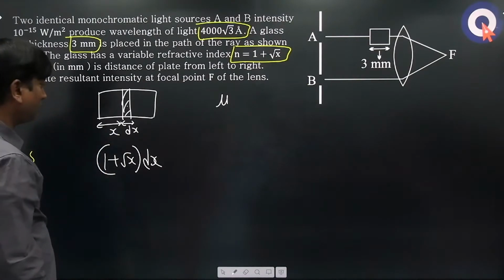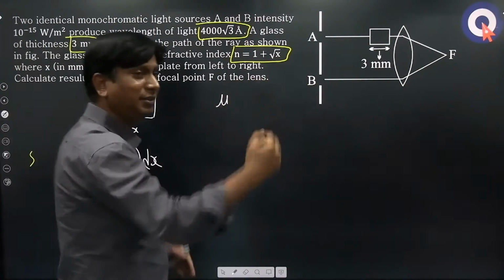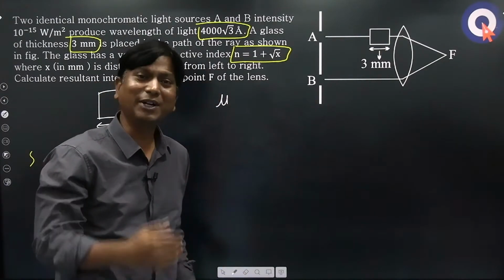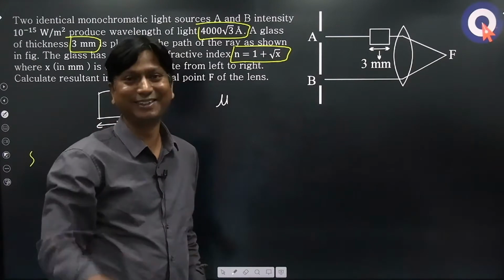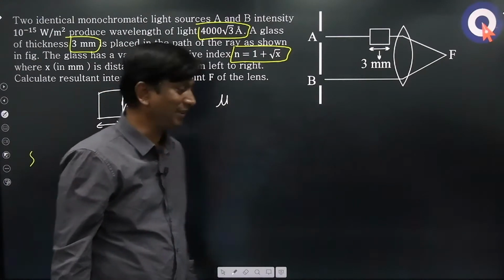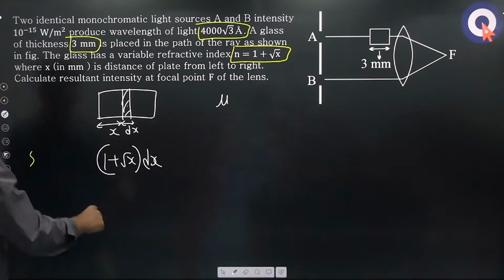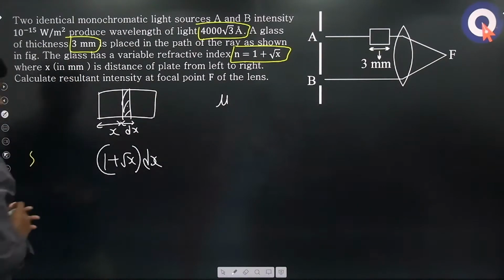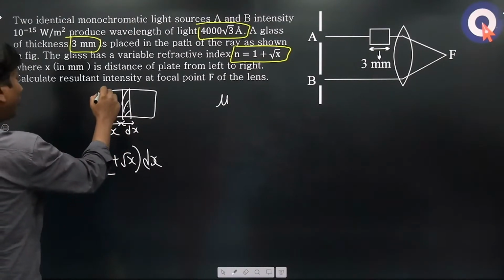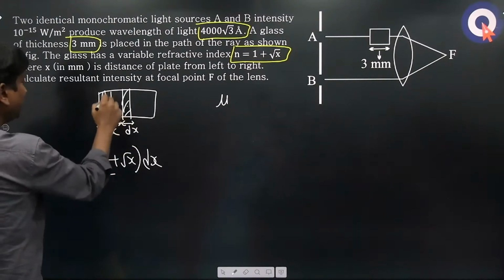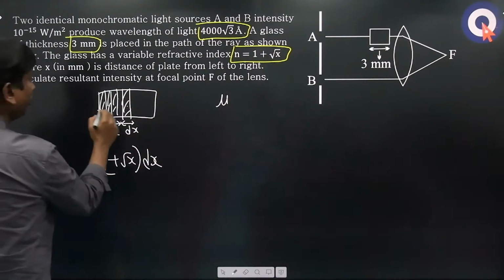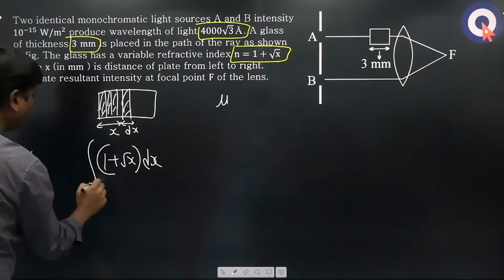This is the equivalent distance. Why will it be more distance in air? Because when it travels some distance x in a medium, in the same time it will travel nu x distance in air. That is why you take it like that. Similarly, this distance equivalent in air, this distance equivalent in air, all of that. So from 0 to 3 mm, you have to integrate.